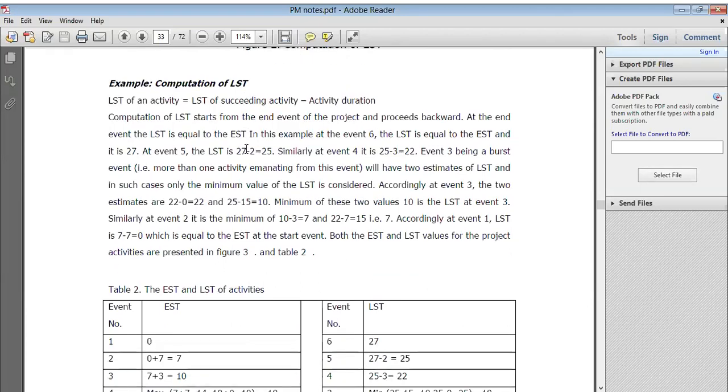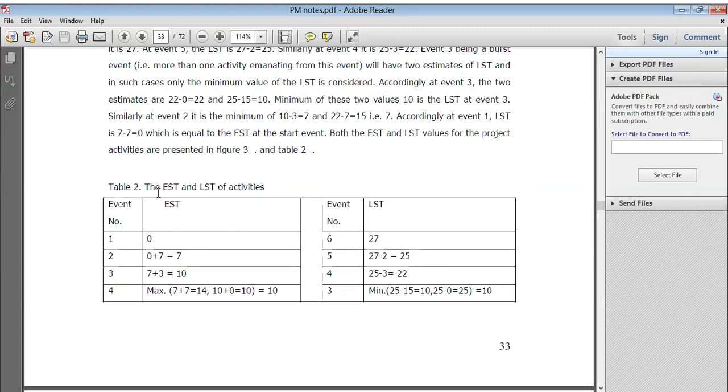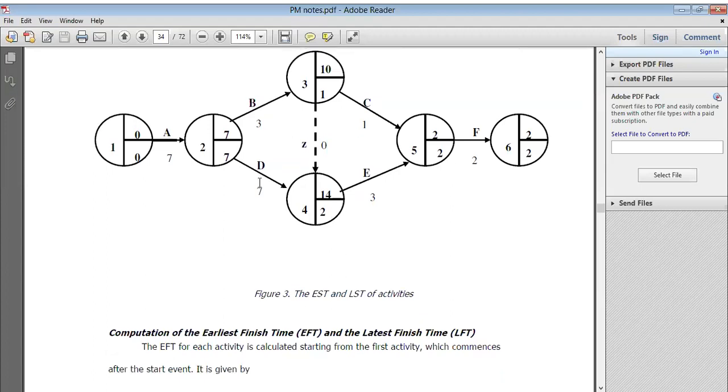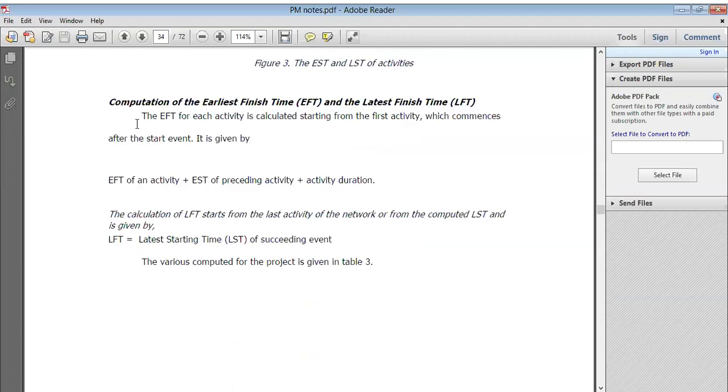Now, what is the latest start time? Overall activity is given, and on that basis, you prepare the chart, right? EST and LST, whatever the figures given in the problem, right? On that basis, you prepare the LST chart, latest start time chart, right? So first you need to complete the earliest start time chart, and then you complete the latest start time chart, right? And it is the activity. It's very easy.